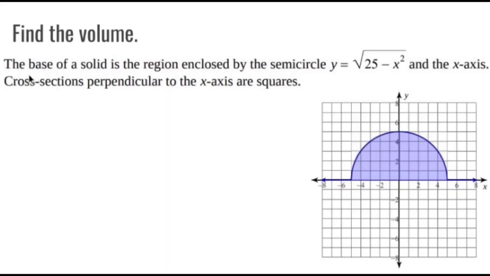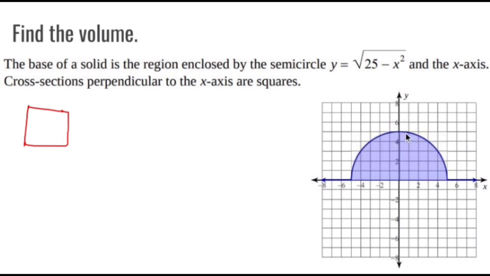Find the volume. The base of a solid is the region enclosed by the semicircle y equals the square root of 25 minus x squared and the x-axis. Cross sections perpendicular to the x-axis are squares, so that's important. Cross sections are squares. So this is me attempting to draw a square using this pen thingy that I'm using. It's never a good idea.